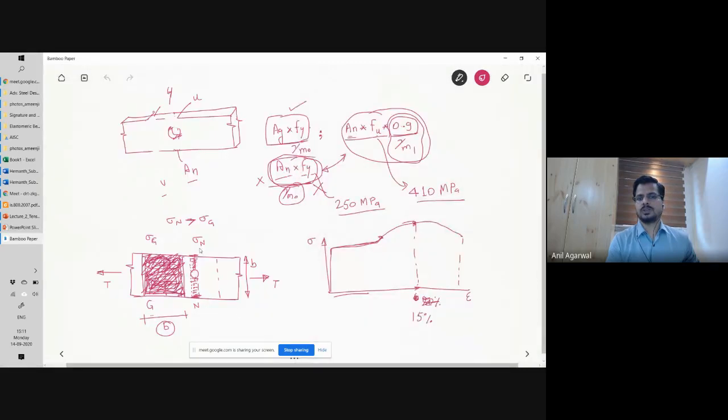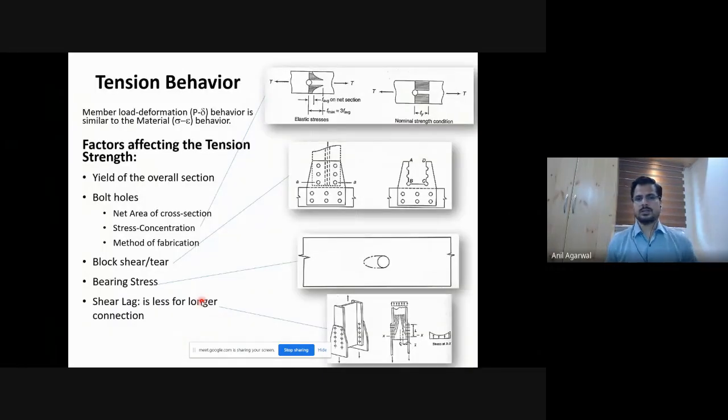The longitudinal deformation that you cause, or the portion of the member that is permanently deformed, is only this much length of the member. Considering all this, we don't mind the yielding of the net section, and we go beyond yielding up to the rupture point, and we design for that. So either we consider yielding of the overall section, and we consider rupture of the net section.